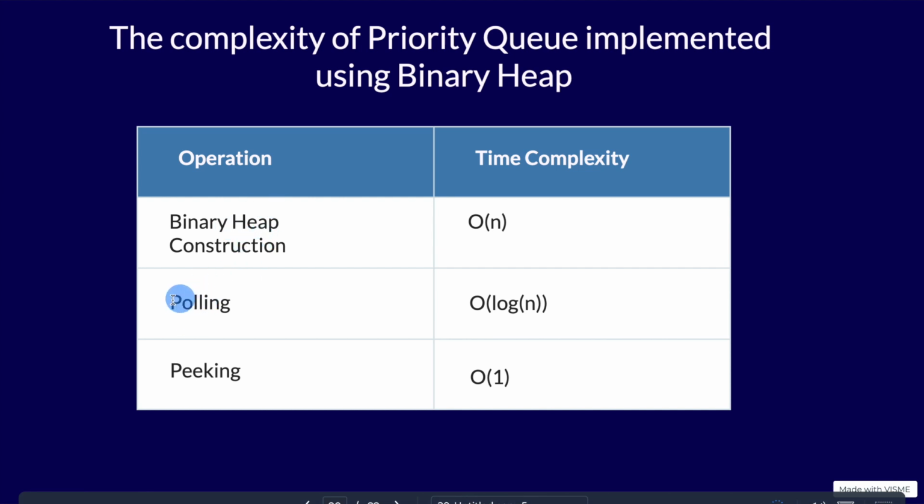So the next method is the polling method, or the polling operation, that allows us to remove the element at the top of the heap. And that takes log n time because we might have to reshuffle the elements or resort the elements in the heap. So the next operation is the peeking operation, which allows us to check the element at the top of the heap, and that takes constant time, which is beautiful, right?